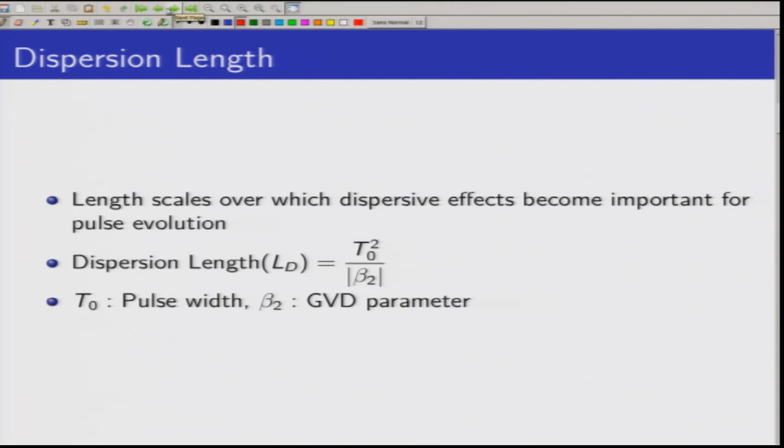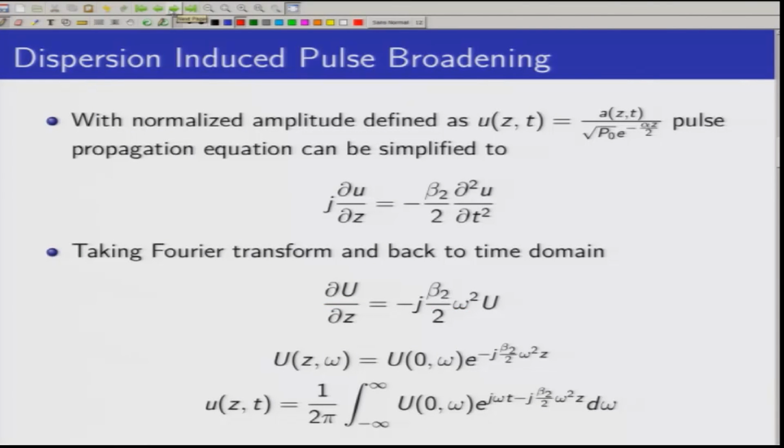For our convenience, it is better to define a length over which dispersion effects become important for pulse evolution. This dispersion length is given by T naught squared over beta 2, where T naught is the pulse width and beta 2 is the GVD parameter. GVD stands for group velocity dispersion parameter. The next slide is dispersion induced pulse broadening.